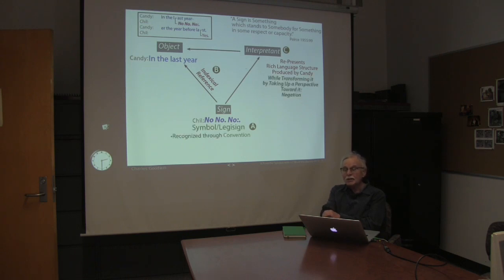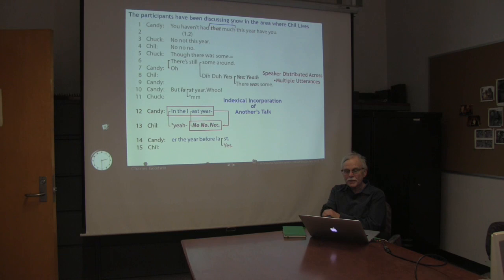But at the same time, the no, no, no is a symbol. It's recognized through convention rather than through inherent resemblance. And as a symbol, he's doing something. He's objecting. He's transforming what Candy said. He's not saying it's right. He's completely disagreeing with what she just said. So in this sense, the speaker is distributed across multiple utterances.